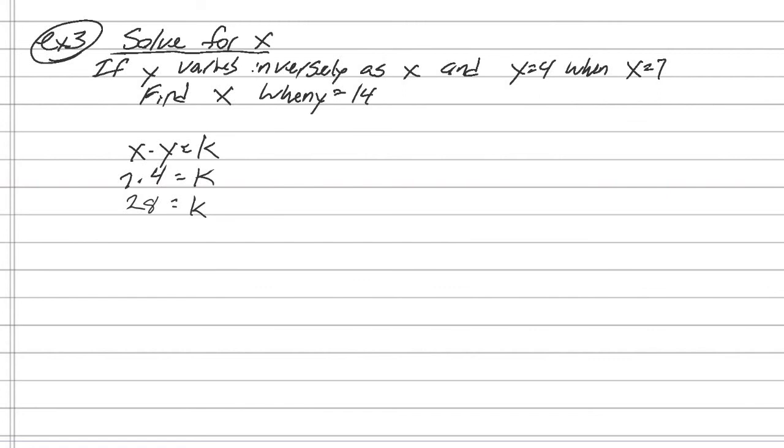Now we have another scenario down here with some other points. It says find x when y equals 14. Well, you also know from that, because it'll follow true that x times y will equal k, so we know that x times 14 equals that same constant of variation. Remember, these k's are the same.